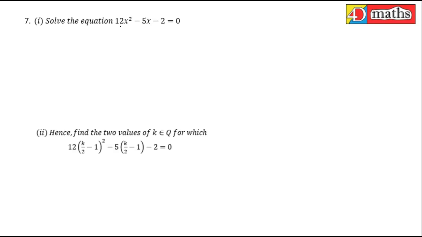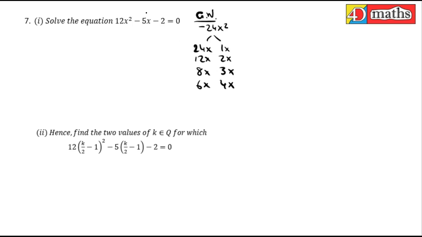Okay, so we're asked to solve 12x squared minus 5x minus 2 equals 0. So this is the guide number. The guide number for this will be minus 24x squared, and I need the factors of 24. So 24 by 1, 12x by 2x, 8x by 3x, 6x by 4x.